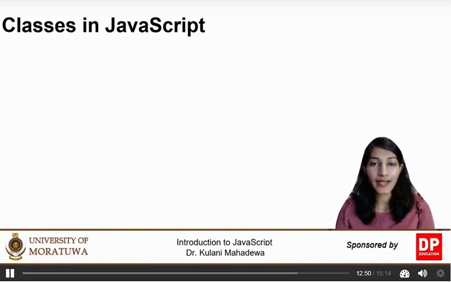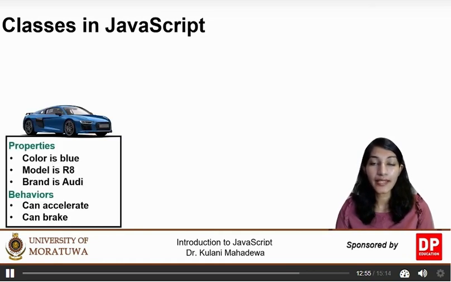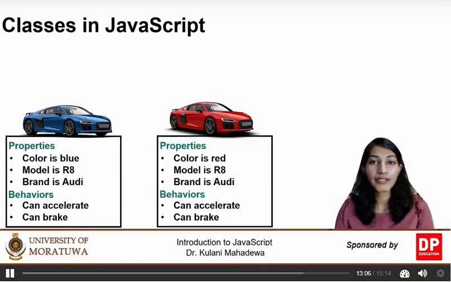Now let's see what a class in JavaScript is. First, we need to understand why we need classes. For that, let's take the same car example. Here we have the blue car object. Assume we need to define another car object with only a change in the color property like this. This is a red car object. If we write a new object from scratch, that will result in redundant code. So what can we do to reuse code?